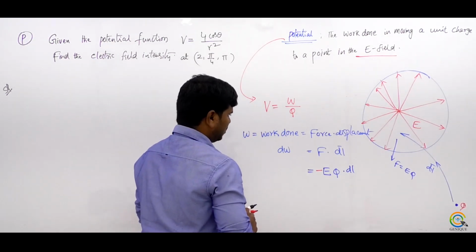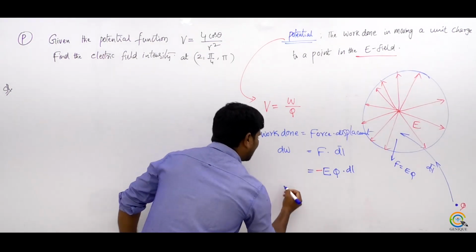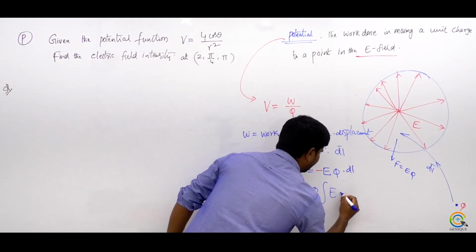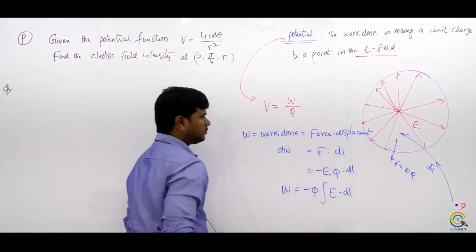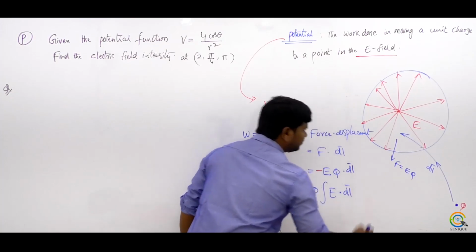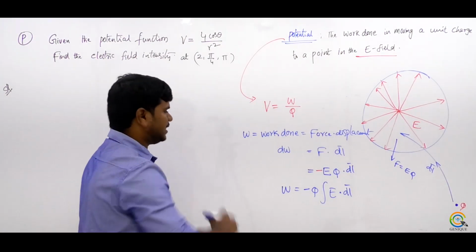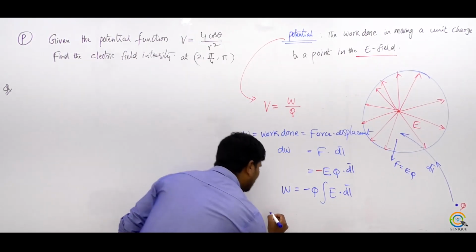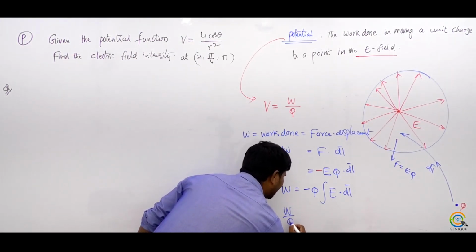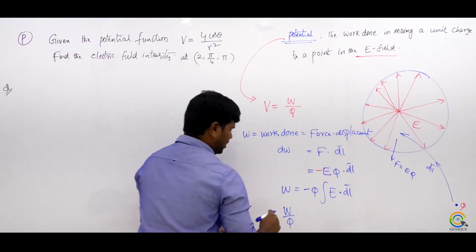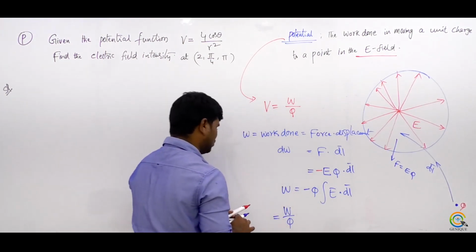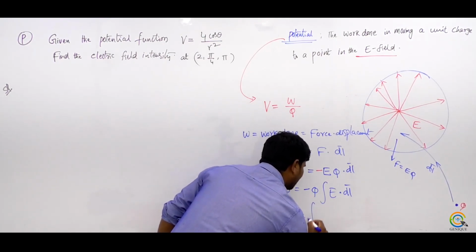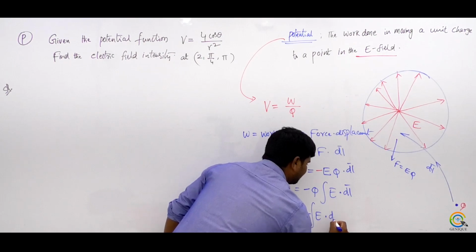So now, what is work done? The total work done. If I integrate this, what will I get? Minus Q integral E dot dl. dl is what? It is a vector: dx ax, dy ay, dz az. So from this, what can I write? W by Q can be written as what? Work done per charge is equal to the voltage. So this will be equal to minus integral E dot dl.